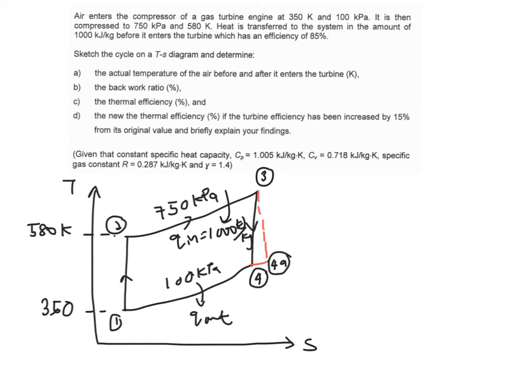You need to find the actual temperature of the air before and after it enters the turbine. So if this is your turbine, you need to find the actual temperature of the air before and after it enters the turbine. So before the turbine is actually your T3, and after your turbine is actually your 4A. So let's just write here what you are looking for, which is your T3 and your T4A.